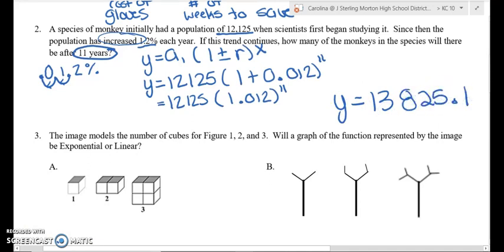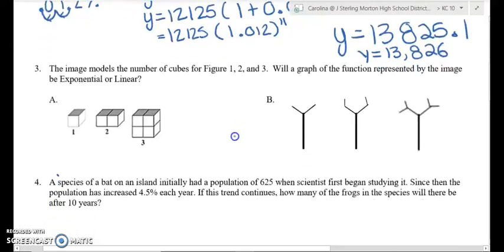So y equals 13,825.1. The only problem with this is it's talking about monkeys. You cannot have 0.1 of a monkey. So I'm going to round it up to the whole number. So it's going to be y equals 13,826. I'm going to round it to the nearest monkey. All right, we're going to keep going forward.